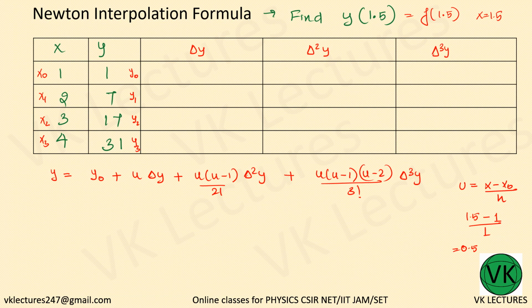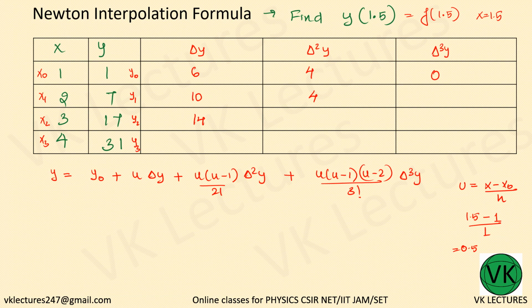Now this is 7 minus 1, that would be 6. Then 17 minus 7, 10. 31 minus 17, 14. 10 minus 6, that would be 4. 14 minus 10, that would be again 4. This is 0. So delta cube y, the fourth term goes to 0.